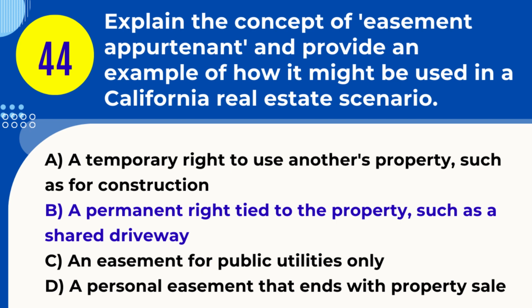Answer. B. A permanent right tied to the property, such as a shared driveway. Explanation. An easement appurtenant in California real estate is a permanent right tied to the land that benefits the easement holder, like the right to use a shared driveway. It is attached to the property and transfers with the property's sale.